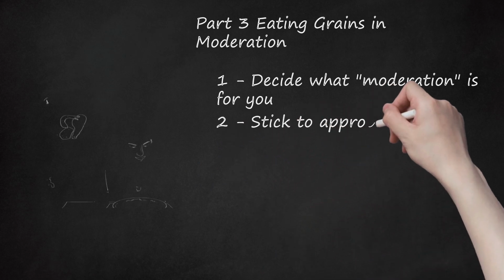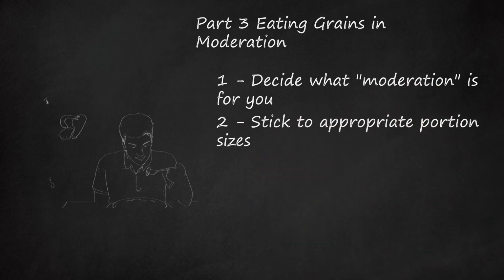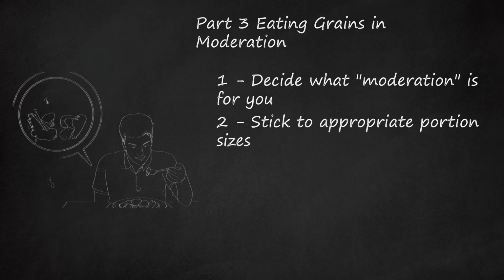2. Stick to appropriate portion sizes. One thing that is very important to do, with any food, is to measure the appropriate portion. This will help you stick to eating a moderate amount of grains. When you plan to have a serving of grains, make sure to measure the portion size. This will help keep the total calories and carbohydrates in check.